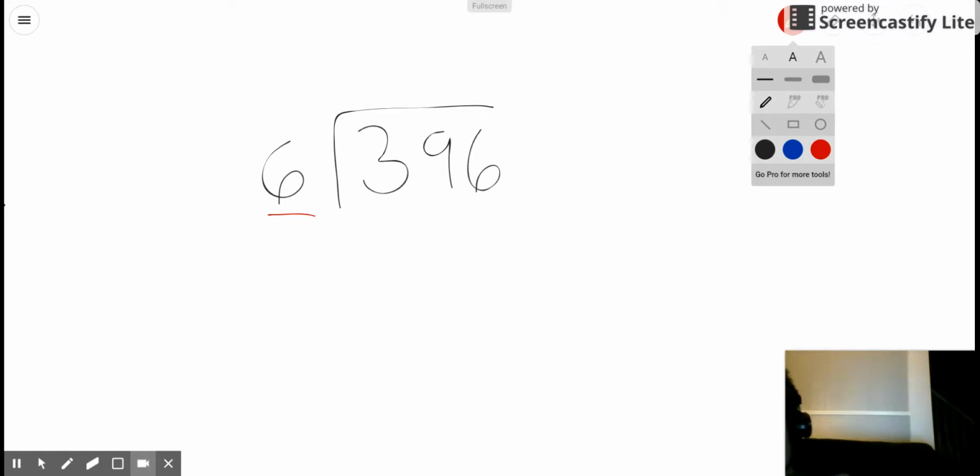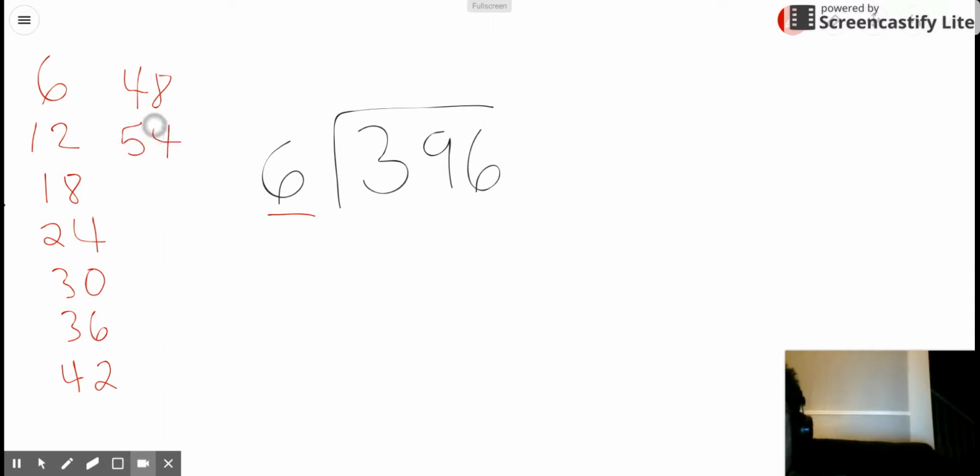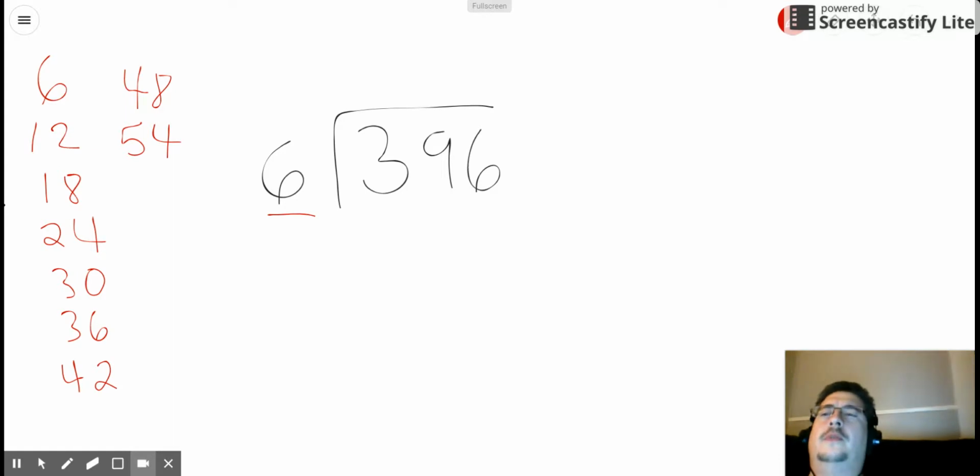So I'm going to write my multiples of 6. I always want to start with 6. That's my first multiple. 12, 18, 24, 30, 36, 42, 48, 54. And the 10th multiple of 6 would be 60, but we're not going to need the 10 multiples of 6. We're just going to need the first 9.